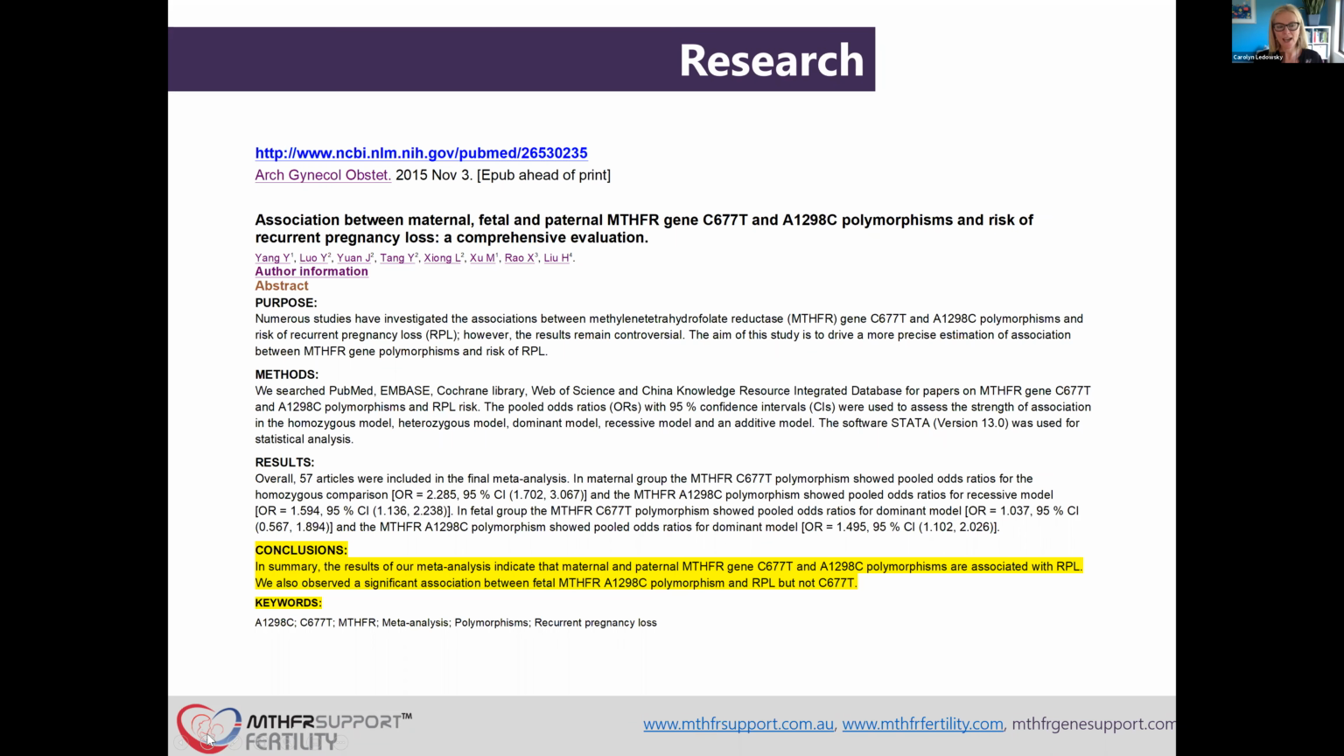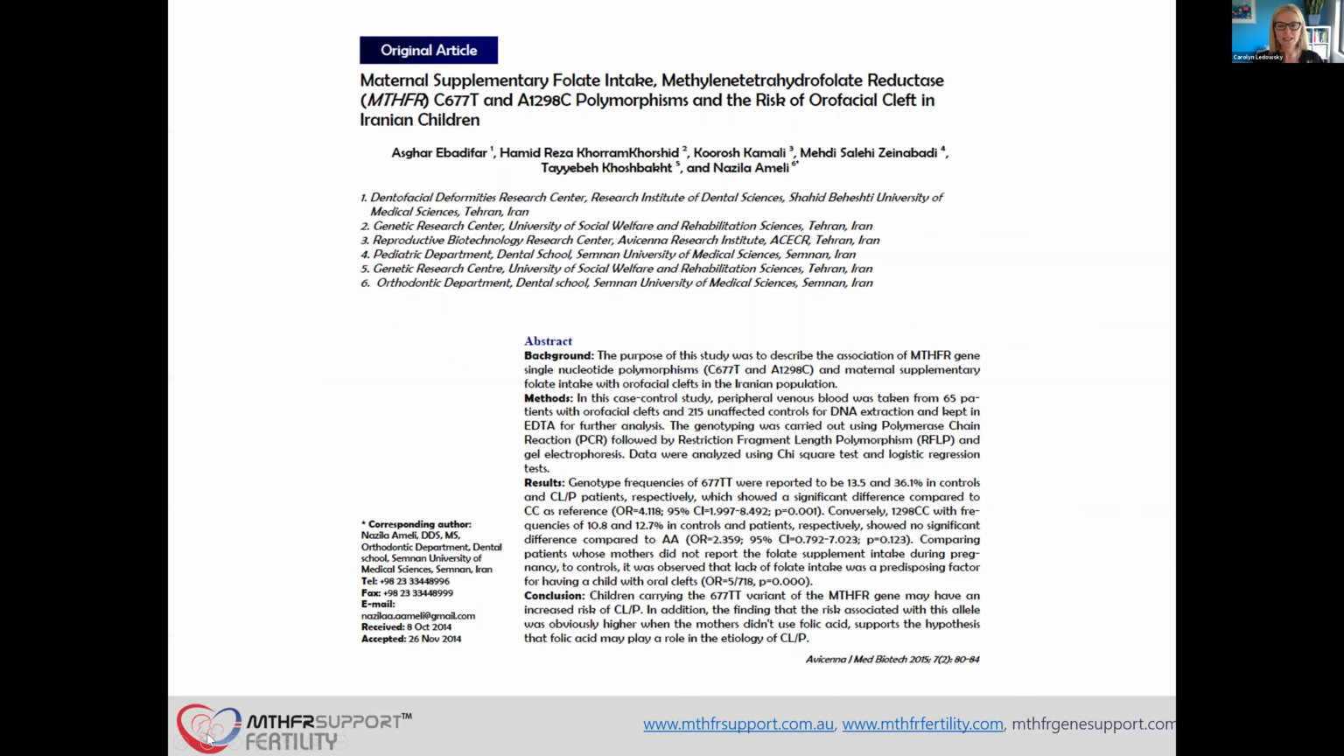So this was looking at the parents' MTHFR and the risk of recurrent pregnancy loss. And you can see there the conclusion. It says, in summary, the results of our meta-analysis indicate that both male and female MTHFR polymorphisms are associated with recurrent pregnancy loss. This one looked at the incidence of cleft lip in people with MTHFR polymorphisms. And it says the homozygous children, again, they're obviously the most at risk, may have an increased risk of cleft lip and cleft palate, particularly if they're the homozygous ones.